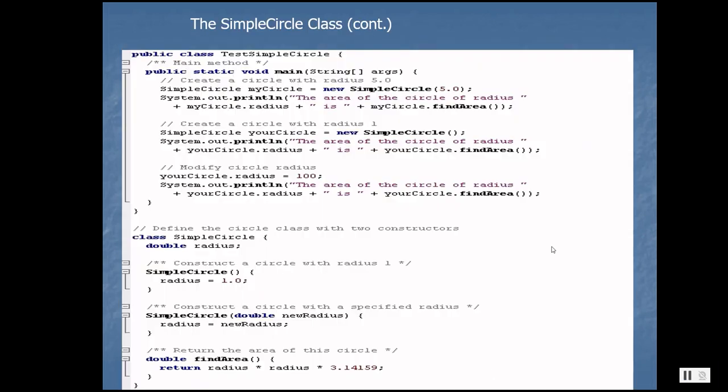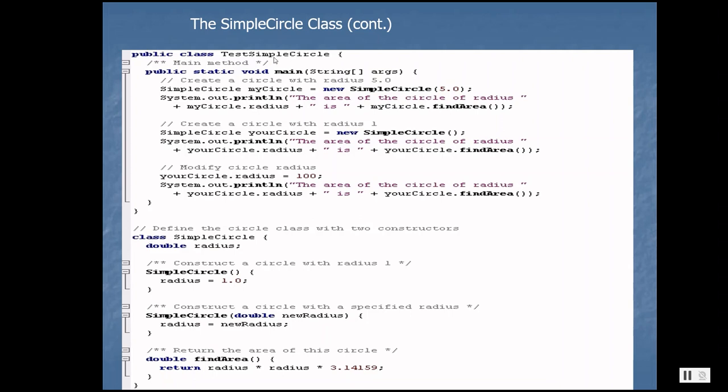So here we see the code of that previous example. Here was the class SimpleCircle. The class itself wasn't public, it wasn't private, which meant it was protected, which meant that the class itself could be accessed from anything that is in the same package as that class.